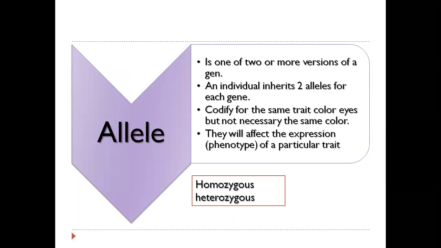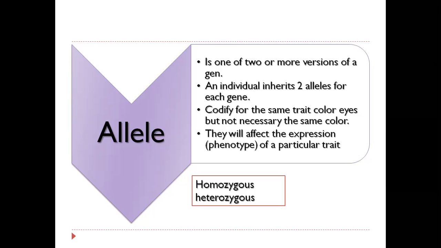An allele, this is one of two or more versions of the gene. And an individual inherits two alleles of each gene. These alleles codify for the same trait, for example, eye color, but not necessarily for the same color. They will affect the expression or phenotype of a particular trait.